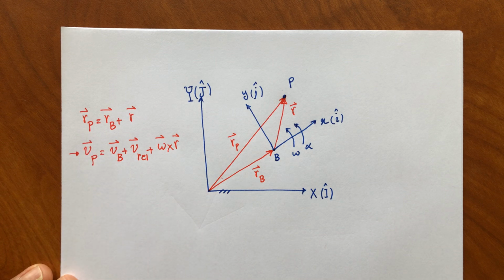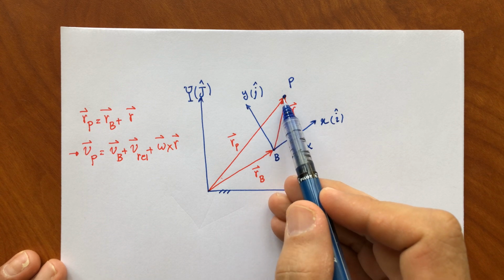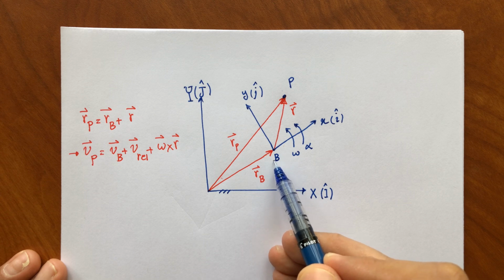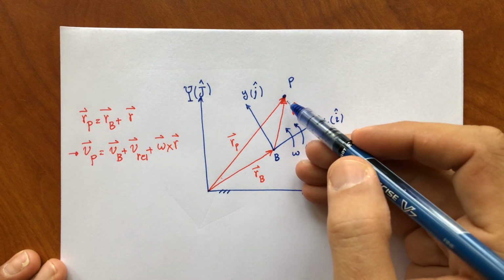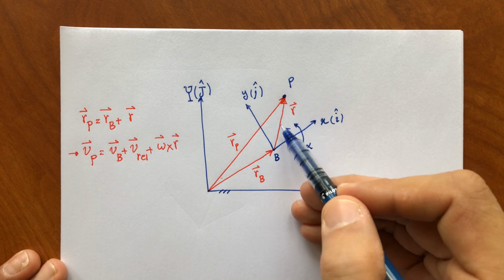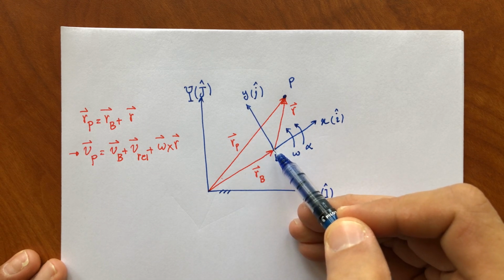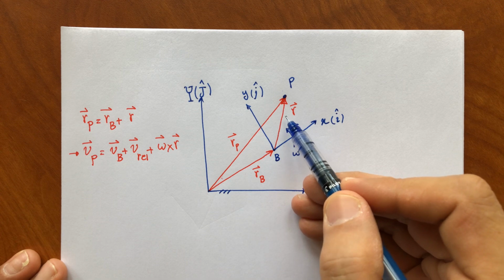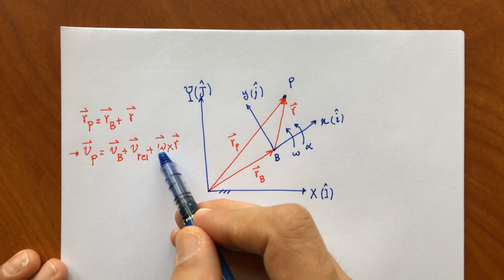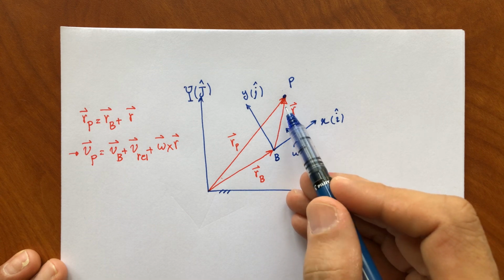By taking the derivative of that, the derivative of R_P is going to be the actual velocity of P. The derivative of R_B means the velocity of B. That was easy. But when we are taking the derivative of r, we need to take a derivative of r in this coordinate, as I showed you in the previous videos, which means the relative velocity of P in this coordinate, but we had to add this term to it too, to make it mathematically correct. We need to add omega cross r.